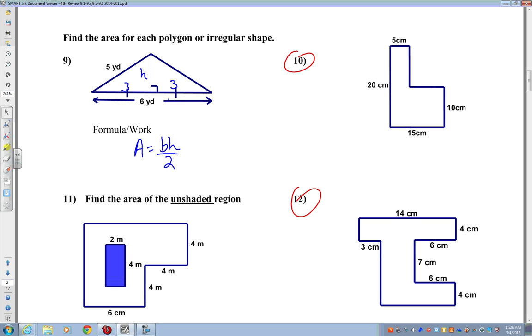On 10, what could you do to get the composite area? Cut it right here? Okay. So this would be 10 right here. We have a 10 by 5, so that's 50. And then we have a 15 by 10. So the area is 200, yes. 200 centimeters squared.